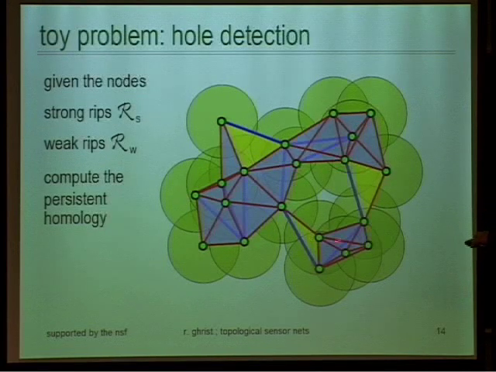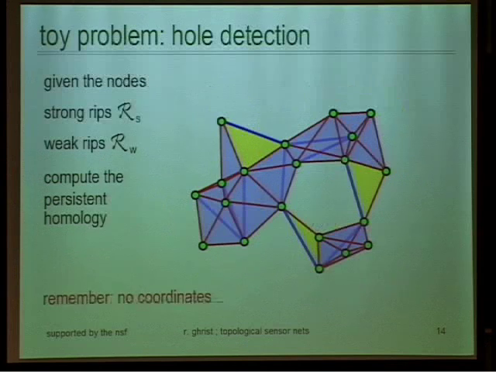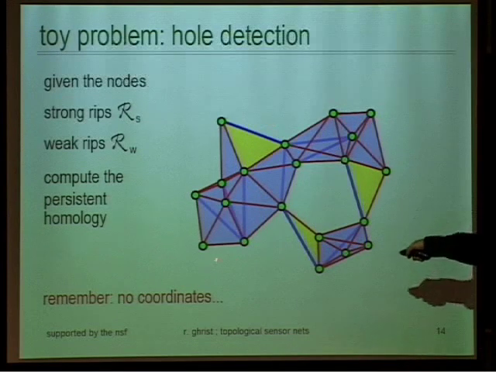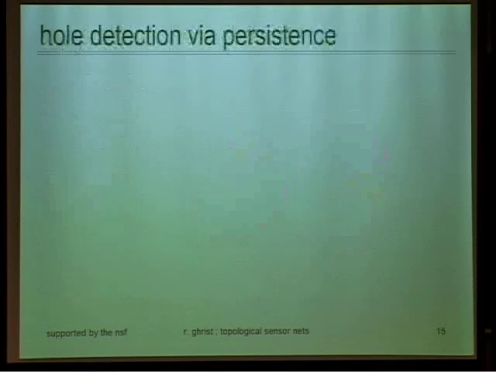The strong signal had a loop, had a one cycle that looked like this. And when I filled it in with the weak signal, well, you know, the loop still exists. I could shrink it so that it's a little bit smaller, but that loop didn't go away. And that really is detecting a hole in the union of the disks. Now, the thing is, there's no coordinates. You don't get to see that nice picture with the disks. All you get is some combinatorial version of this object. You need to work from that. But you can do that.